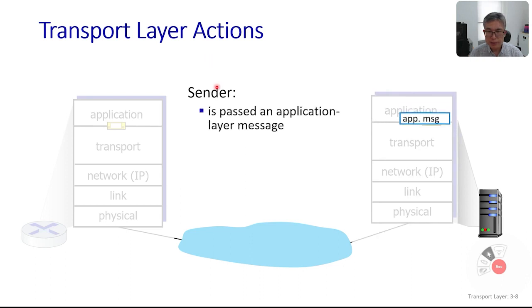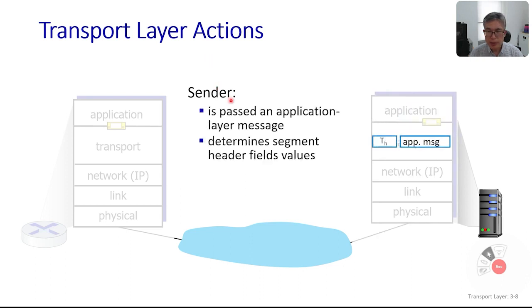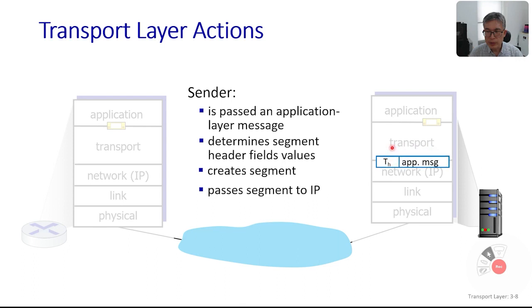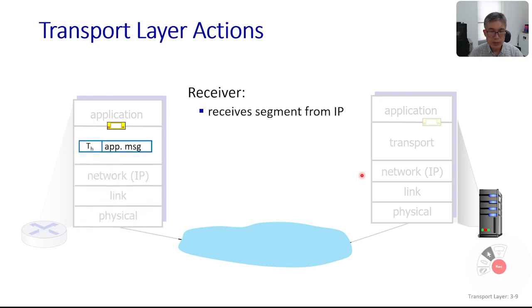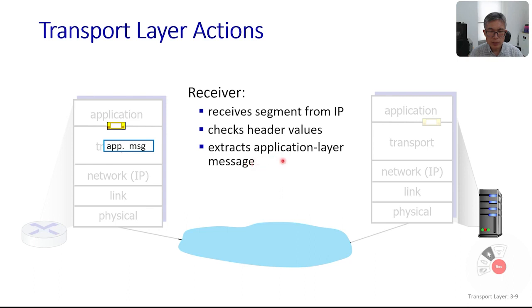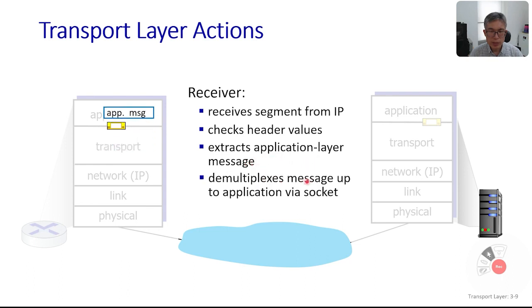The sender transmits the message and attaches a transport layer header, making a segment. If the message is large, it makes multiple segments, and then the network layer header is attached and transmitted. The receiver receives the IP datagram, detaches the network layer header, then the transport layer header, TCP header for example, extracts the application layer message, and demultiplexes it, forwarding it to the appropriate application via a socket.